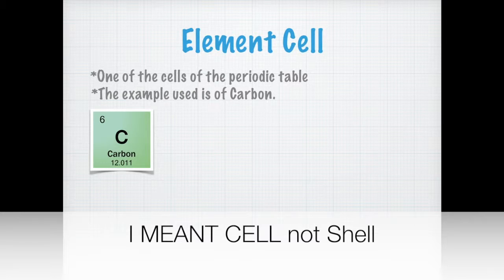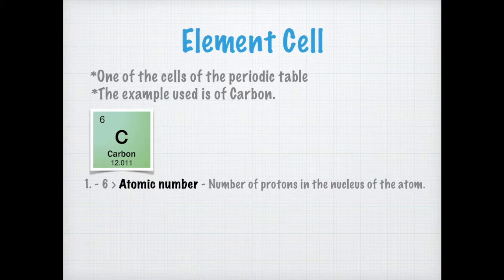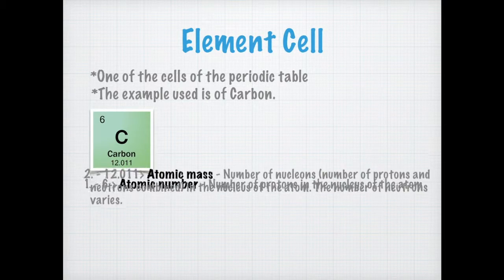We refer to it as the element cell. So the element cell is one of the cells of the periodic table. The example you're seeing currently is the cell of the carbon atom. Do you notice the 6 in the top left-hand corner? That is called the atomic number. That number states the number of protons in the nucleus of one atom. In the nucleus of one carbon atom, there are 6 protons, and that is its atomic number.